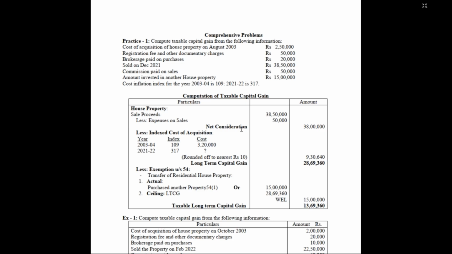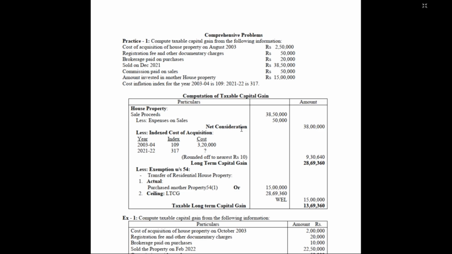Here, house property was sold in August 2000. Purchased in August 2003 for rupees 2,50,000. Registration fee and other document charges 50,000. So the total cost of asset will be 3 lakh. Brokerage paid on purchases will be another 20,000. So totally 3,20,000 will be the entire cost.